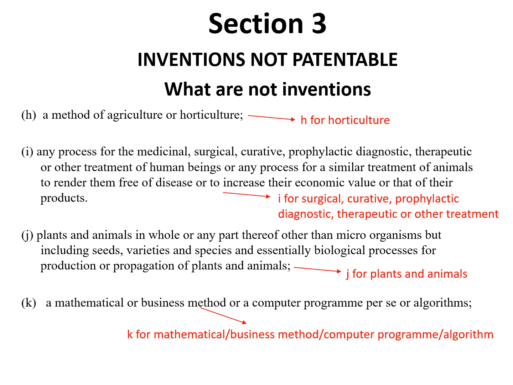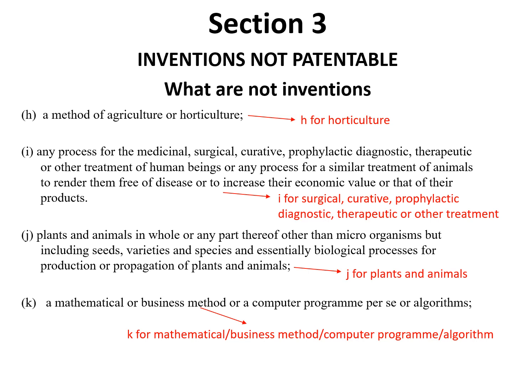Then coming on to 3J, it says that plants and animals in whole or any part thereof other than microorganisms but including seeds, varieties and species, and essentially biological processes for production or propagation of plants and animals. So you can learn it by memorizing J for plants and animals.